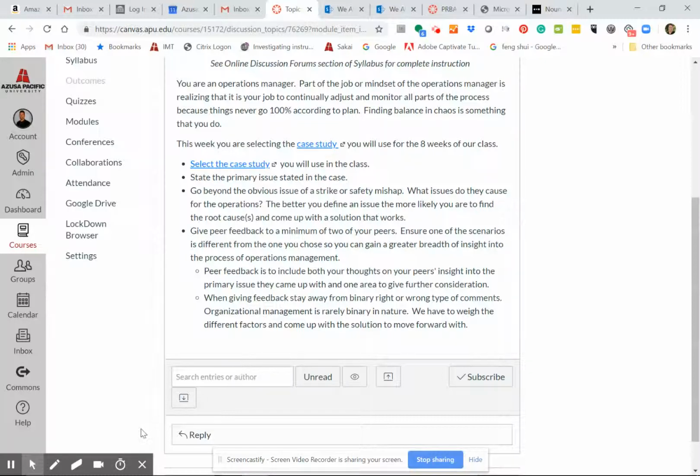Things like that. So peer feedback is to include both your thoughts on your peers' insights into the primary issue and at least one area to give further consideration. I want you to stay away from this is right, this is wrong, and help people reflect more, because as operations managers, life is very rarely binary. It's usually very gray, and we have to be comfortable working within that gray area and making decisions.